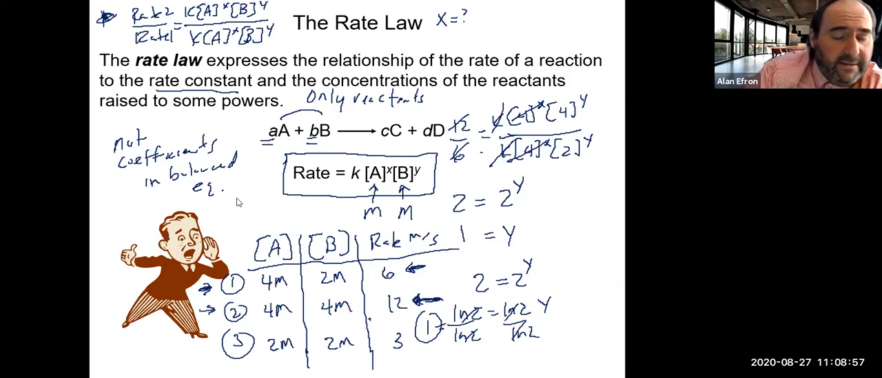You may need to do that because you may not get really pretty numbers, nice whole numbers and stuff like that. And what that would tell us is the order with respect to B would be 1. And that's the order with respect to B in this example.